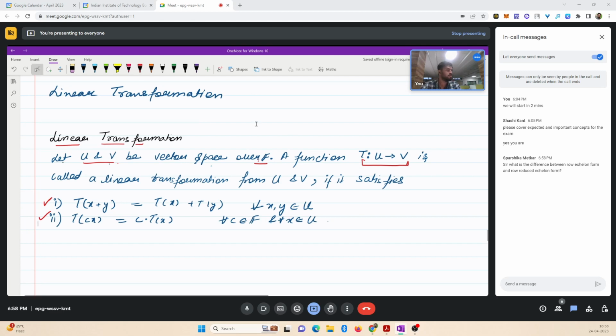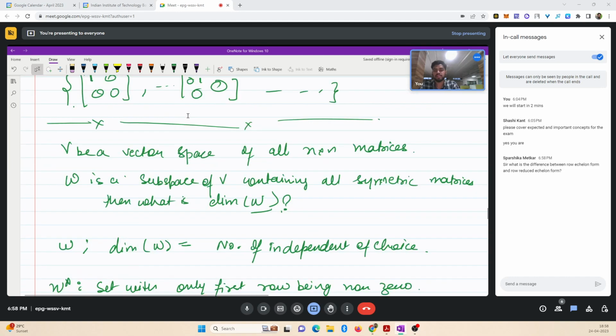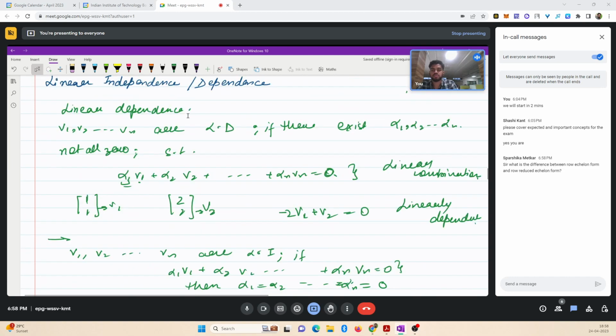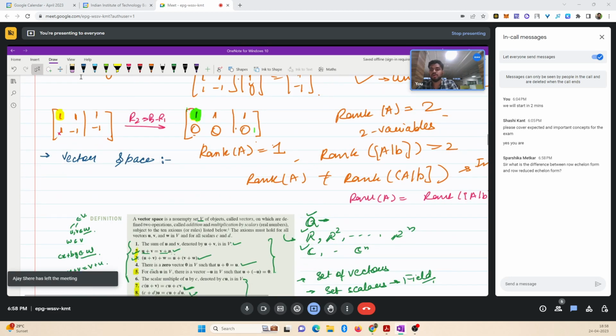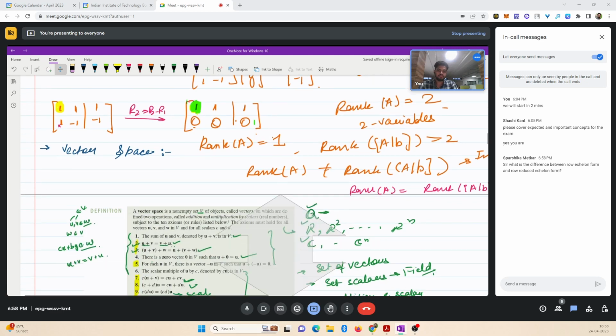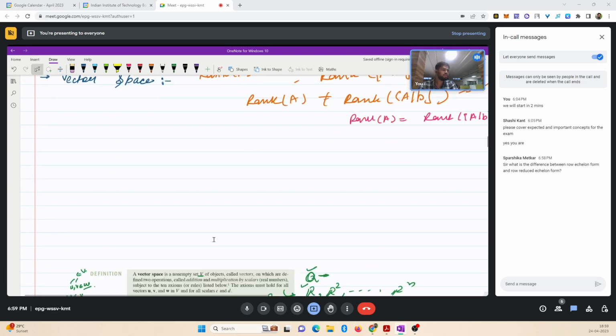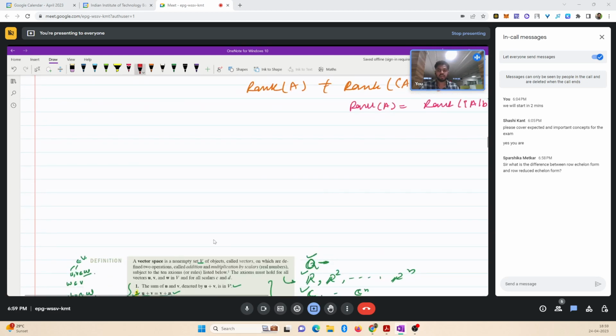What is the difference between a row echelon form and row reduced echelon form? I think I forgot to mention row echelon and reduced echelon form. Thank you for reminding me. I'll be very informal. I won't technically define it, but I'll try to explain it very informally.